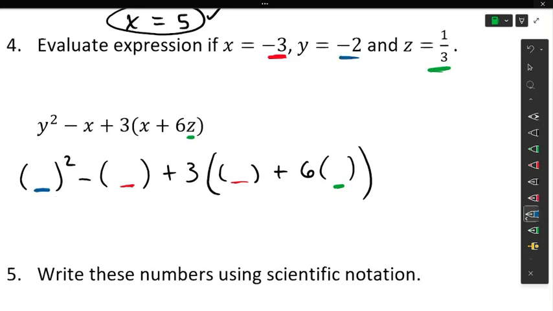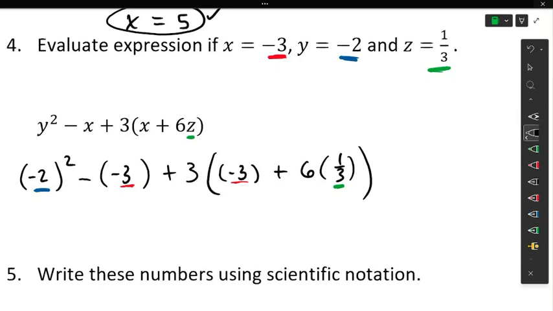So I'm going to be placing the value y in. So for y, we've got a number of -2. So -2 is going to land there for y. For x, we're going to place a -3 inside. Over here, we're going to place a -3 inside. And then for z, we're going to place the number 1/3.